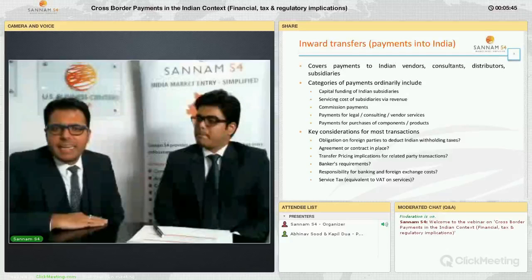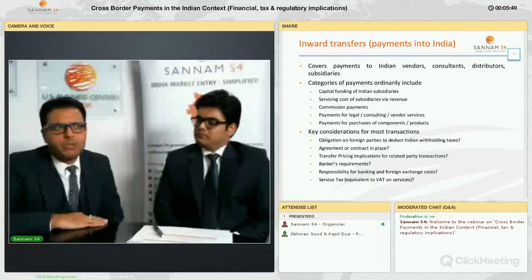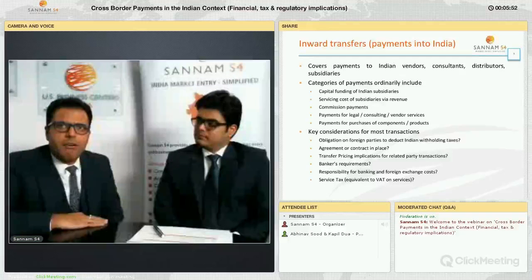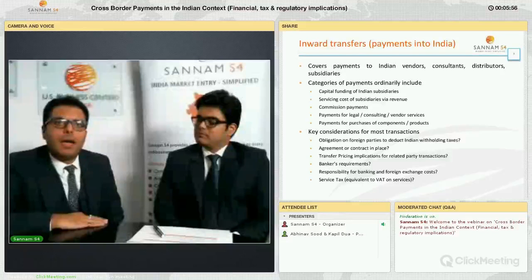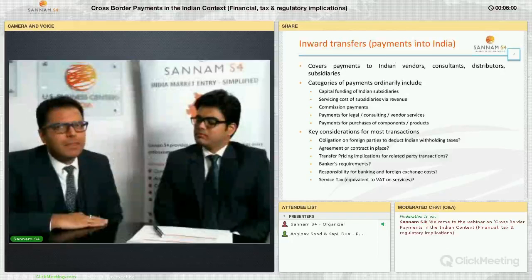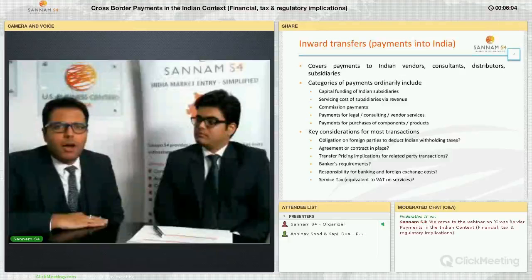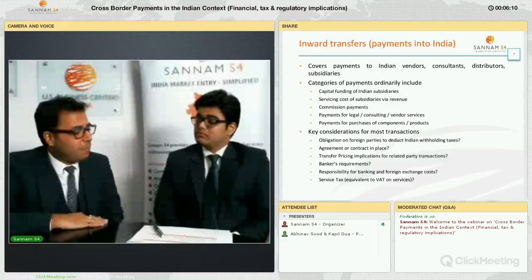So these are typical categories of payment we generally see, which come across as challenges when you're trying to make those payments of funds or transfer of money into India. So typically speaking, what are the key considerations for these transactions? The obligation generally on foreign clients is to deduct Indian withholding taxes.